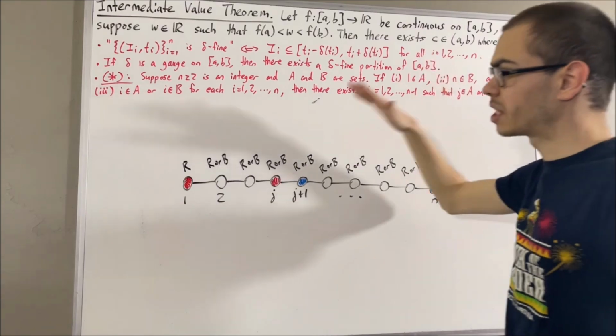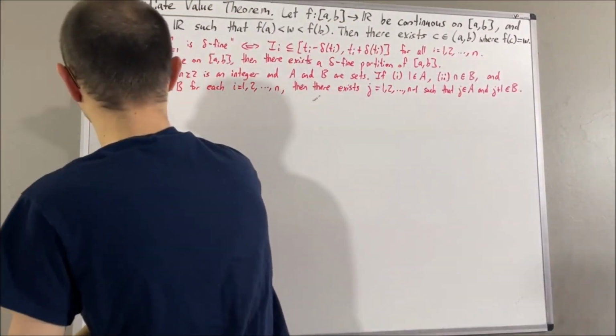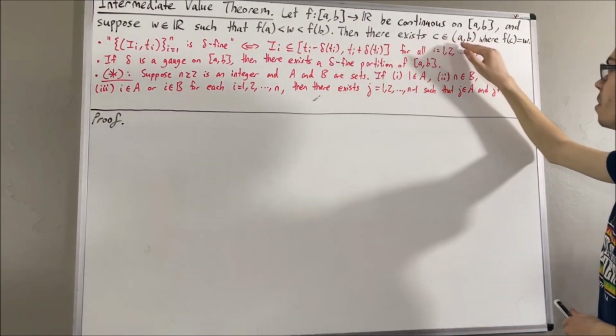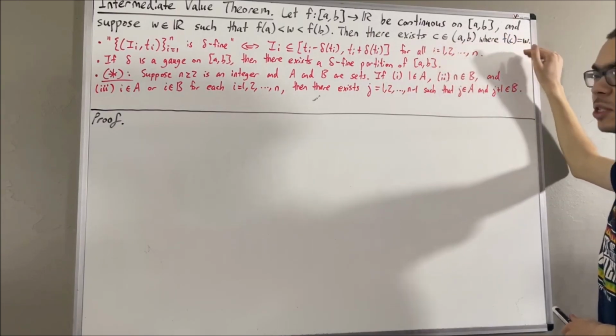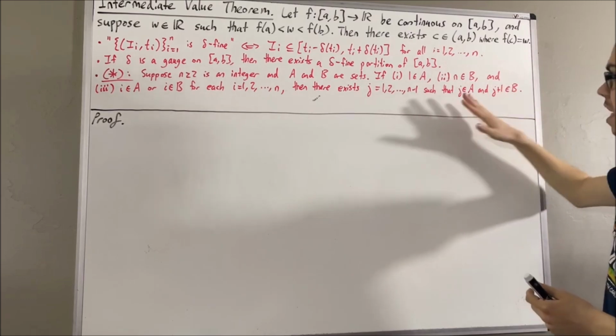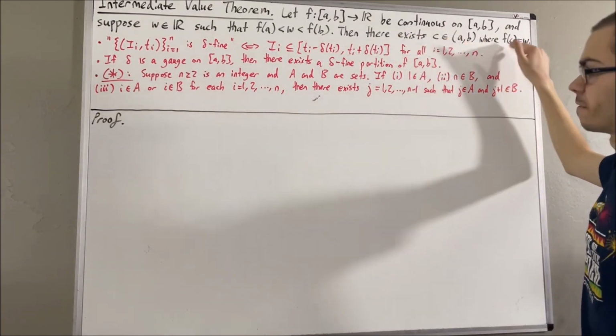Okay, so now let's get into proving the intermediate value theorem. Now we're trying to prove that there exists an element c in the open interval (a, b) such that f(c) is equal to w. And to prove that, we'll assume for a contradiction that instead, there doesn't exist an element c in the open interval (a, b) where f(c) is equal to w.